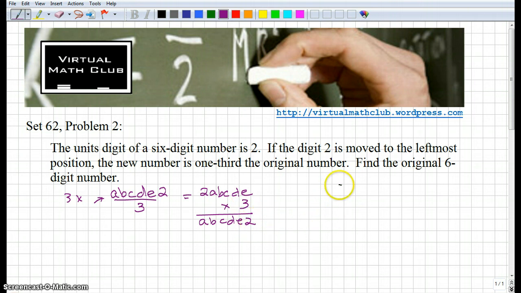I'm actually going to write this a little bit differently, just so that it's easier to fill in the blanks. So instead of the digits A, B, C, D, E, I'm just going to draw 5 boxes here to make it a little easier. I'm going to multiply by 3, and then I'm going to get something which ends in a 2, and then it's going to have the same digits. These digits will match up.